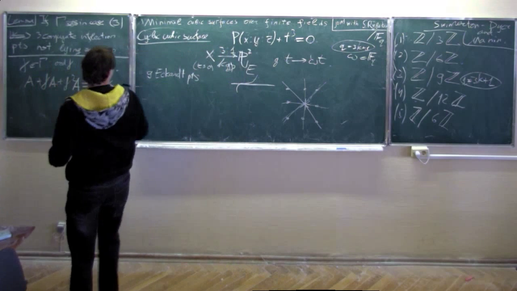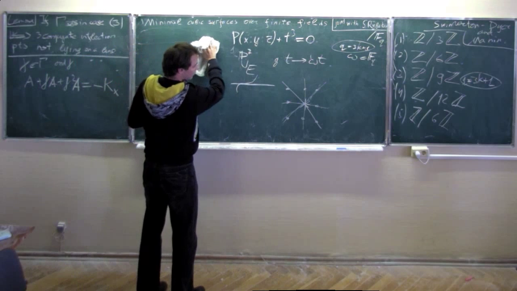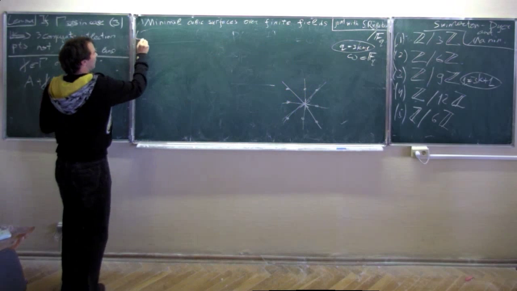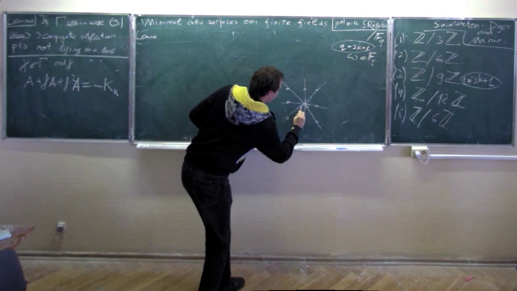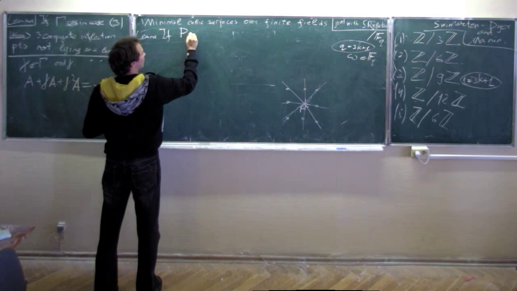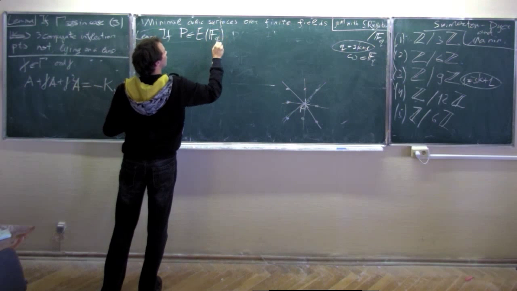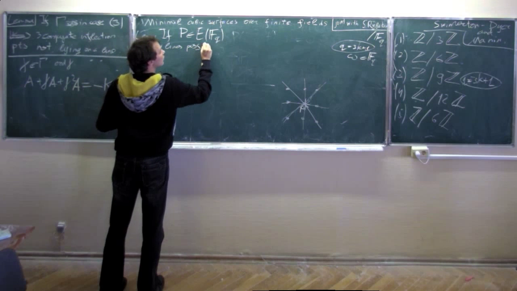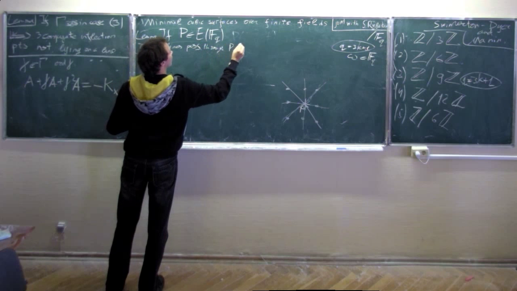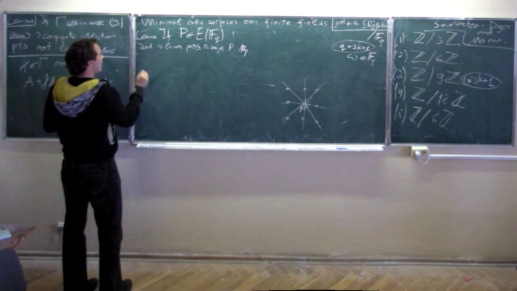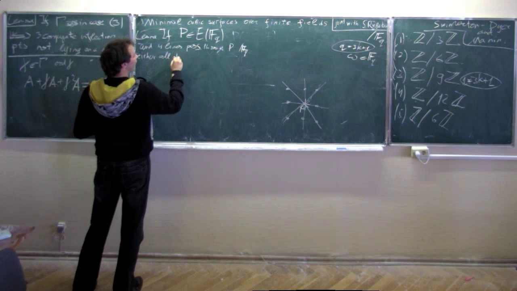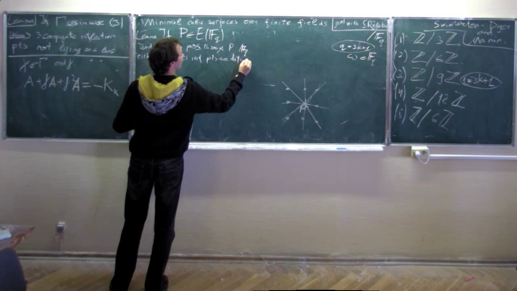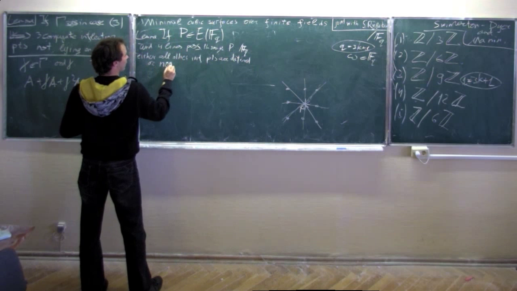Lemma. These points will be P. If P is defined over FQ and the 4 lines passing through P are defined over FQ, then either all other inflection points are defined over FQ, or none of them are defined.